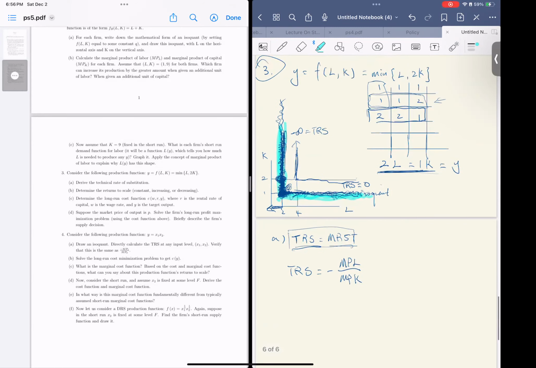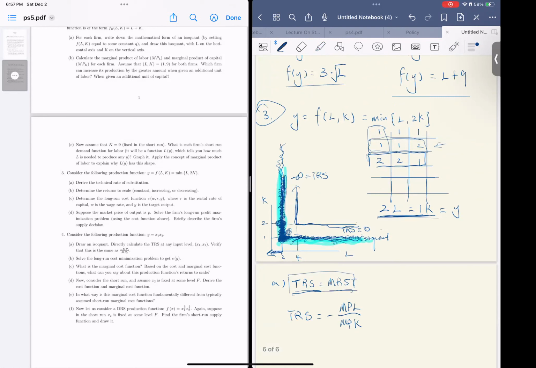Okay. Let's see if this is a return to scale thing. So is it constant, increasing, or decreasing returns to scale? I believe you learned some K method in class. I'm not really proficient in that, so I basically just do it here. So if you multiply by K, what happens to the production? The production will actually be the minimum of 2K. You'll get 2K. So this is constant returns to scale.